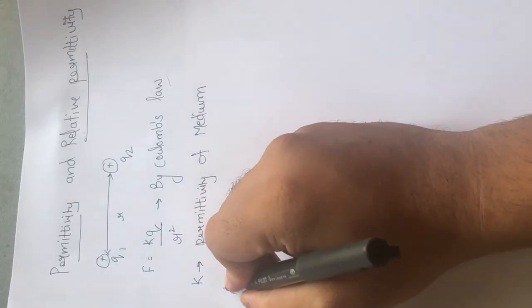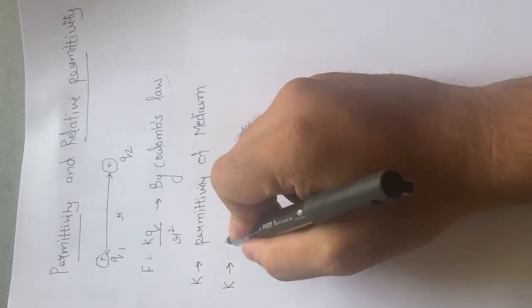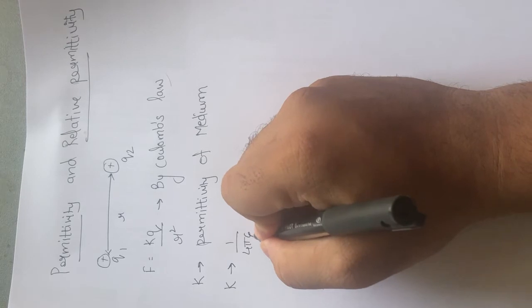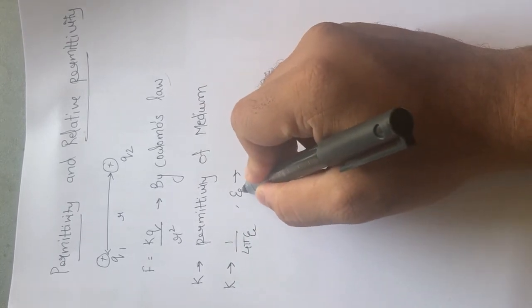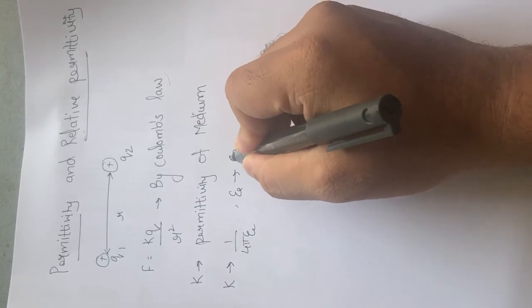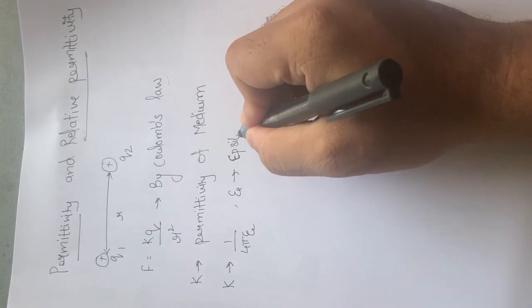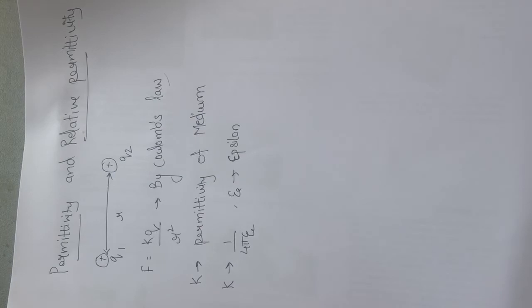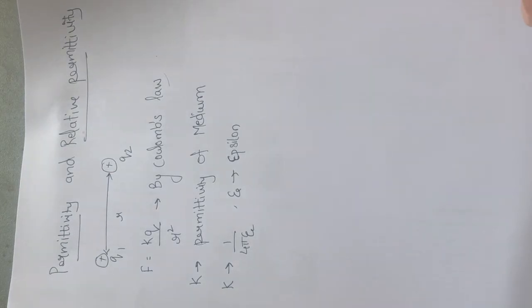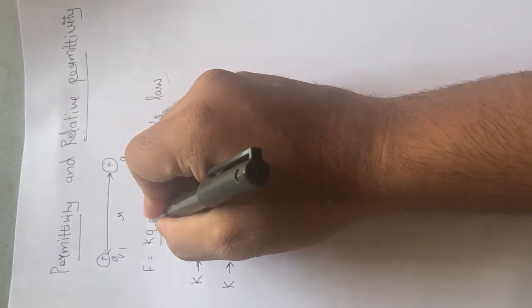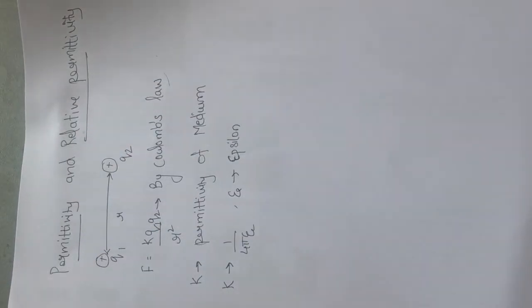You know that permittivity is a material constant. If the charges are placed in any medium, it depends on that medium. The formula for k is 1 upon 4 pi epsilon. Remember, that is not e, it is epsilon. So I've done the correction over here.